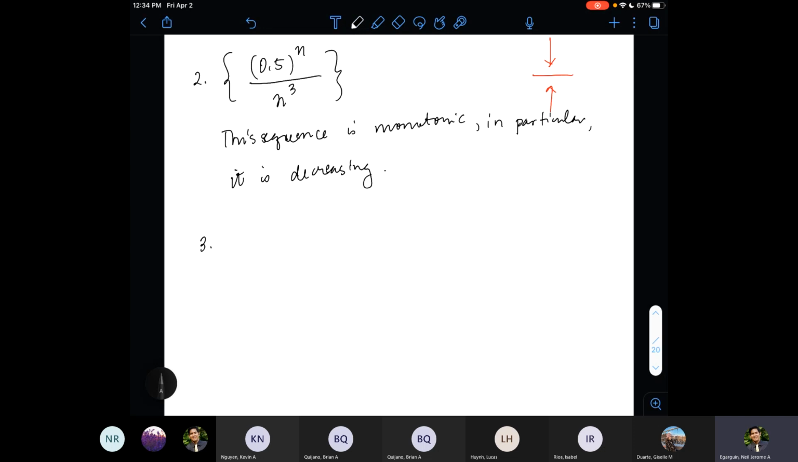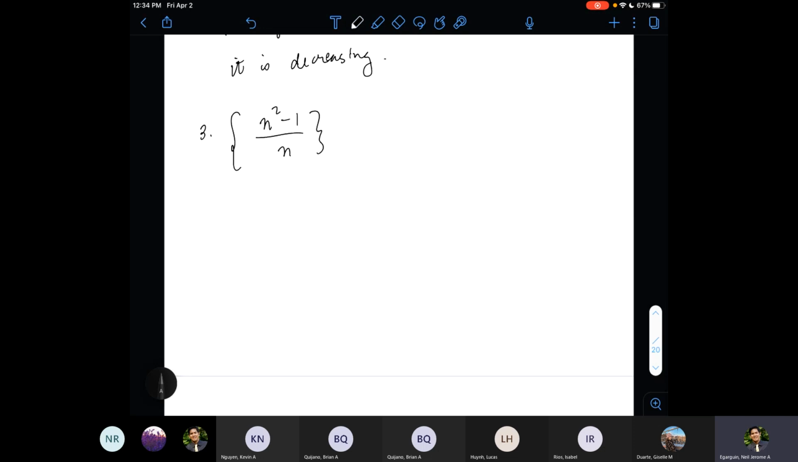Let's say I have n squared minus 1 all over n. Okay. One technique that you can use whenever looking at the behavior of the function is to look at the derivative of its real valued counterpart. Because what happens here?